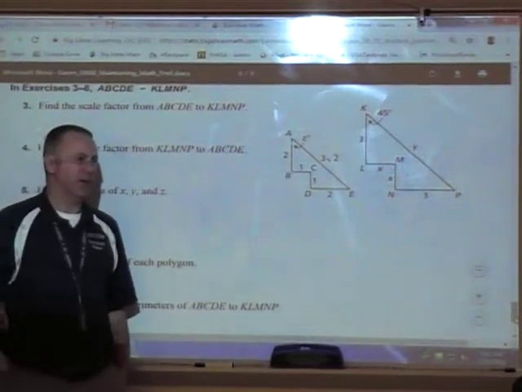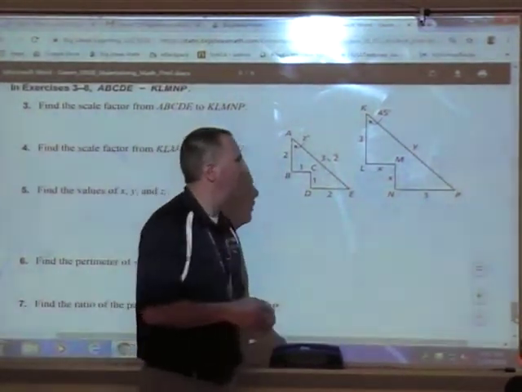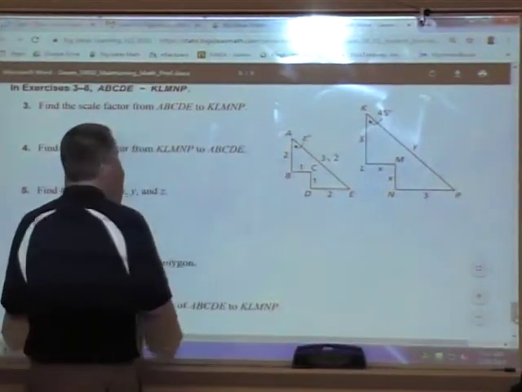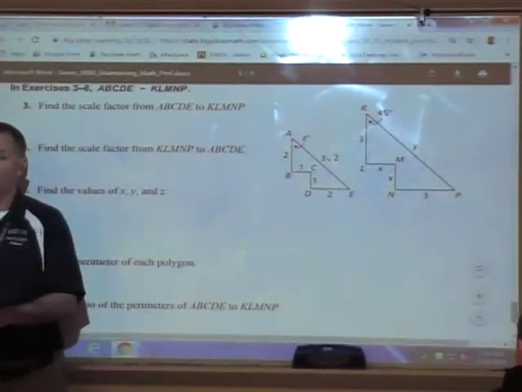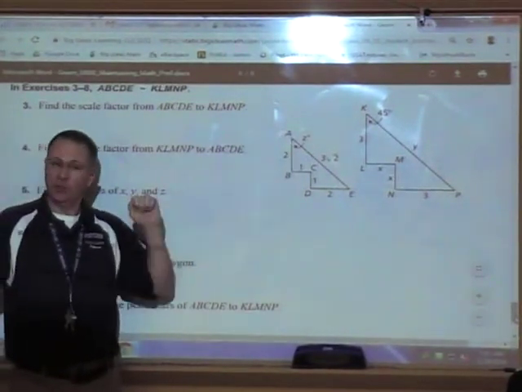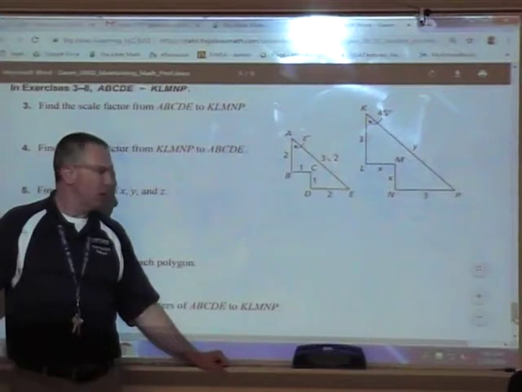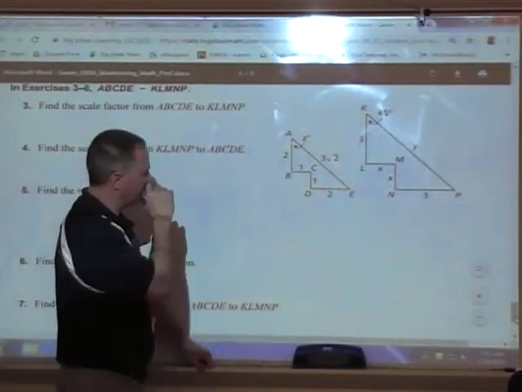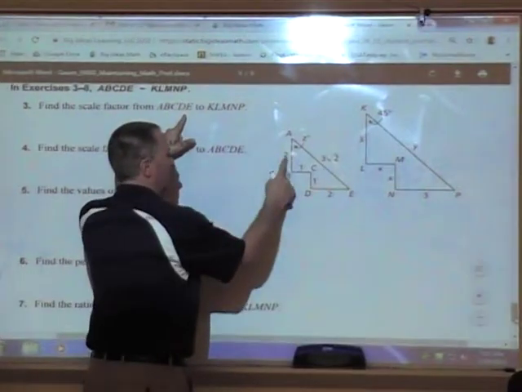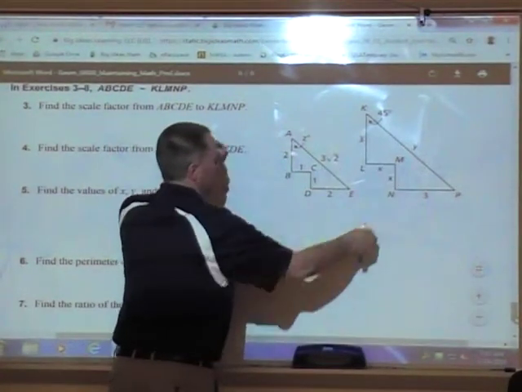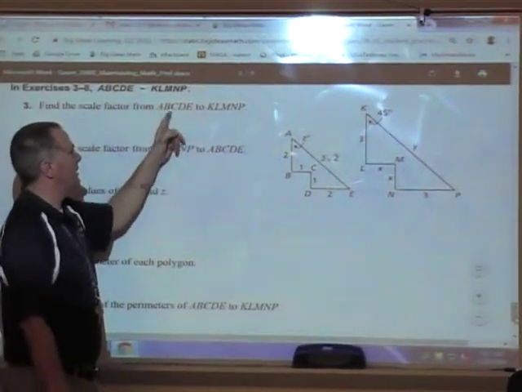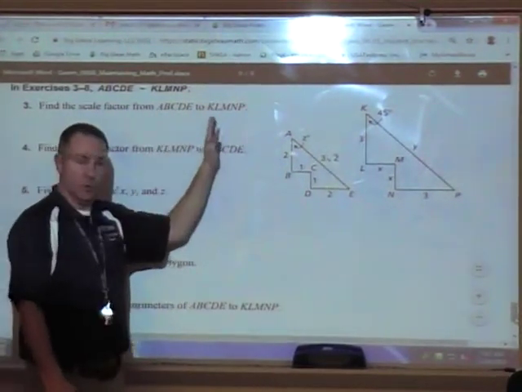Let's talk about scale factor. This is key. This is very important that we get how to find the scale factor. Scale factor is just a ratio, a fraction from one picture to another, and it's what you're multiplying by. So let's look at this one. Find the scale factor from A, B, C, D, E, the smaller picture to the bigger picture. Now they've set these up correctly. These match up. A is to K, B is to L, C is to M. So the order does matter here.